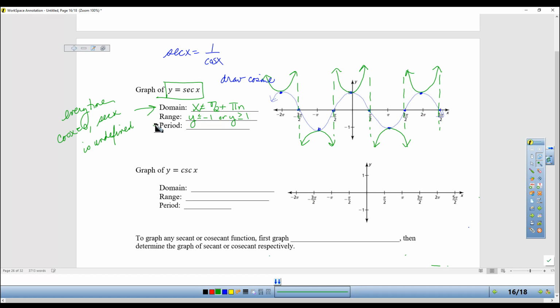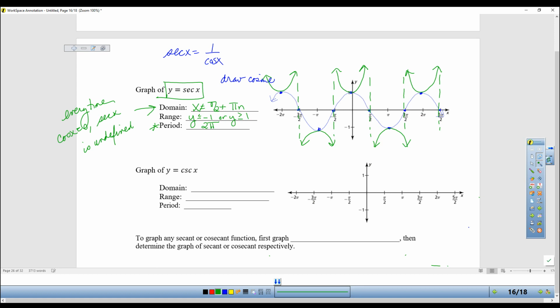I will put a little star by period. A lot of people get the period wrong. They think that it's pi because that's when the u repeats, but this one's a downward u. So by the time it gets a whole upward u and a downward u, and now it repeats, it's 2 pi. And that should make sense because it's related to cosine, and cosine's period is 2 pi.